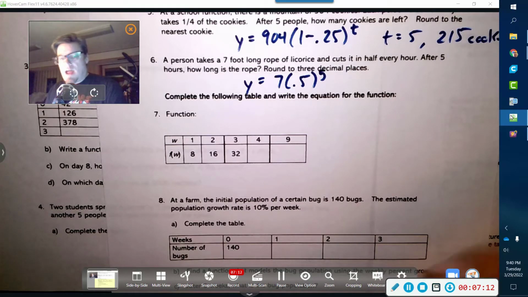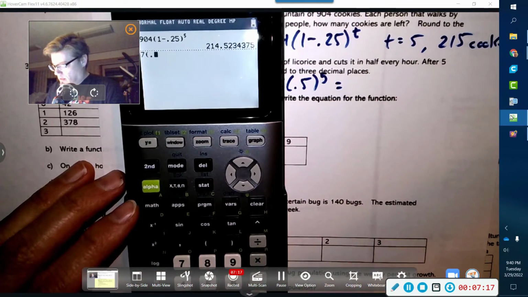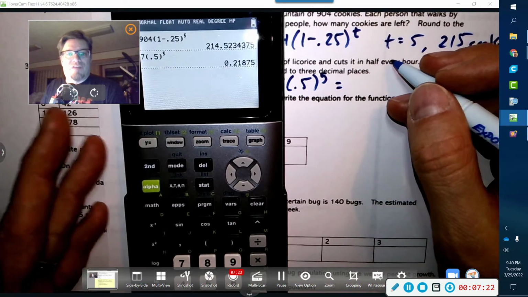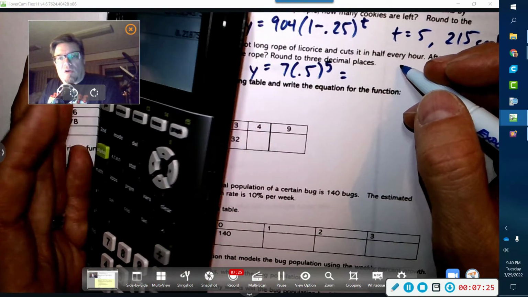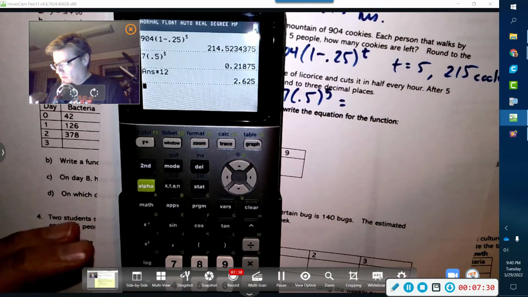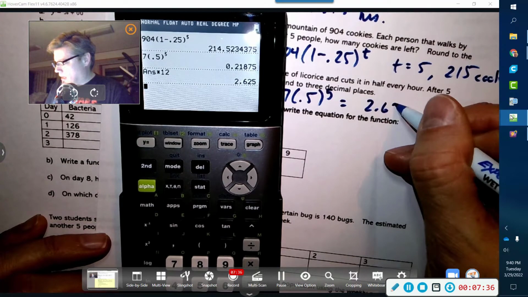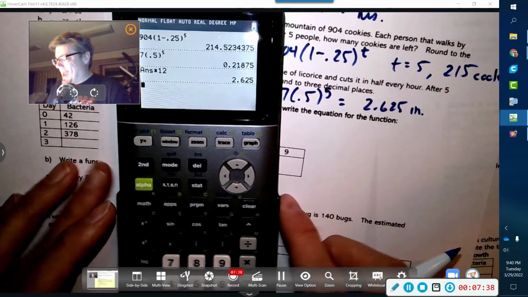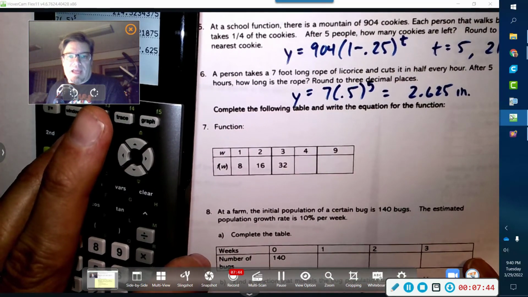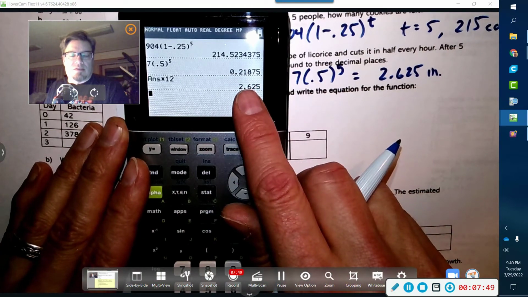If we do that 5 times, all right, in the calculator, I got less than a quarter of an inch. I mean, less than a quarter foot, okay? So if I were to multiply that by 12, I've got 2.625 inches. Now it didn't ask for inches, it just asked how long is the rope? You could have just kept it in feet. So it's that many feet and that many inches, okay?